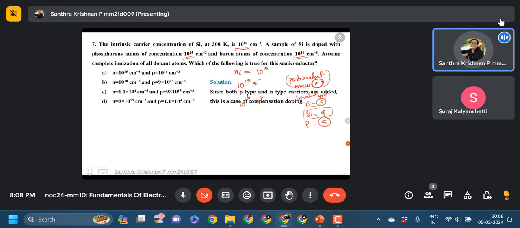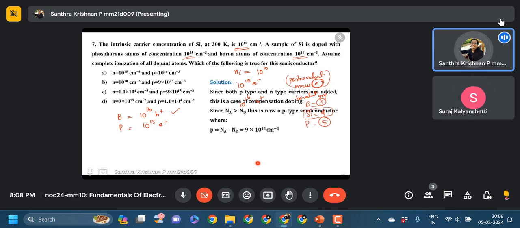Both P and N type dopants are used here, right? Whenever both types are used, that type of doping is known as compensation doping. Boron is adding 10 power 16 holes, and phosphorus is adding 10 power 15 electrons. Since this is greater than this, more boron atoms are added, and hence it gets converted into a p-type semiconductor.